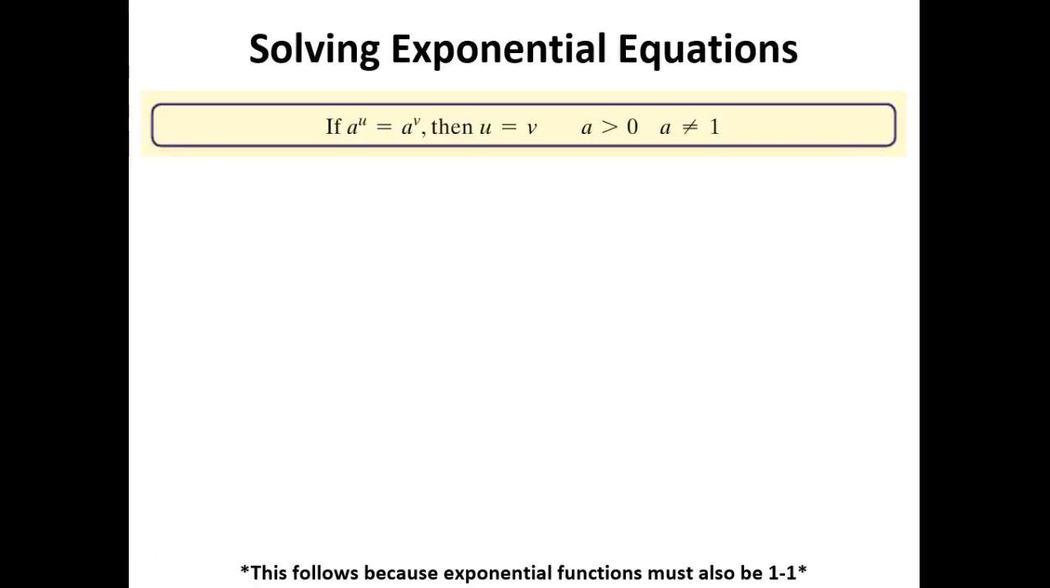Solving some exponential equations. If a to the u is equal to a to the v, then the exponents have to be equivalent, is what this is saying. So then u has to equal v for a greater than 0 and a not equal to 1.